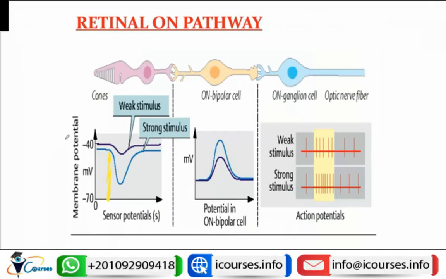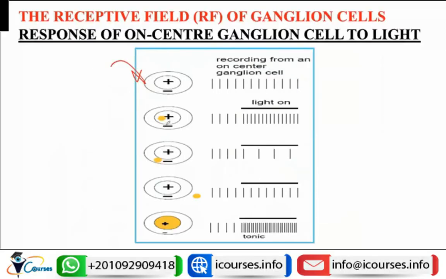So to summarize, this is again a graded response, as I told you here. If this is a small or weaker stimulus, it causes a weaker response. This is a stronger stimulus with much more intensity and much more stimulation of the center of the on center ganglion cell, causing this tonic response.